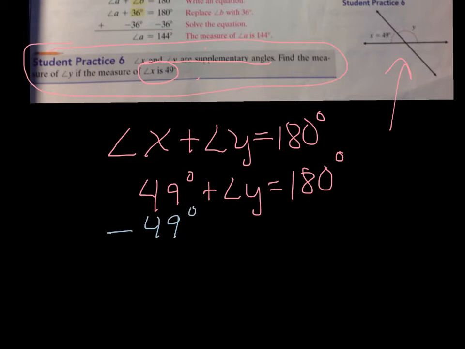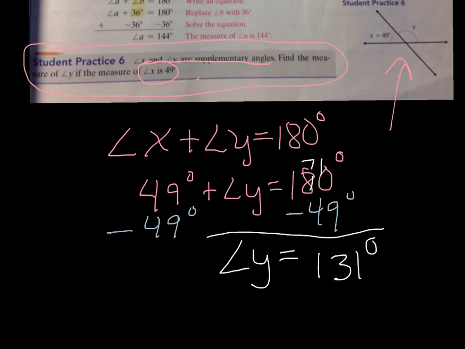Anything I do to one side of the equal sign, I have to do to the other. And so finally, I now have angle y by itself, and 180 minus 49 equals what? Let's do the math. 131. Did you get it right? I hope so. That's basically what our homework is today.